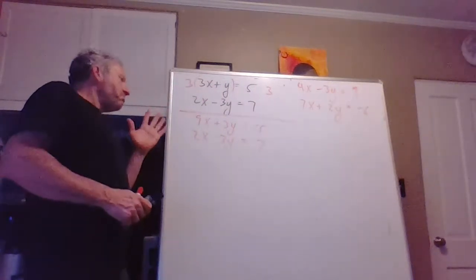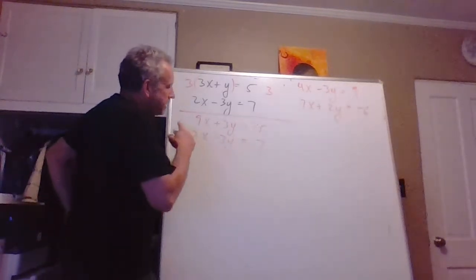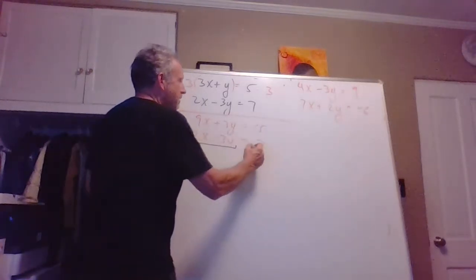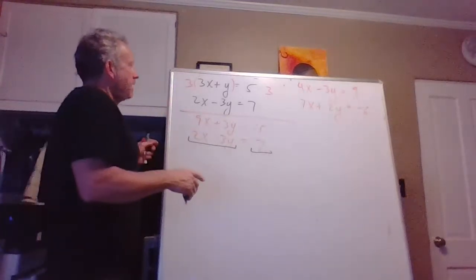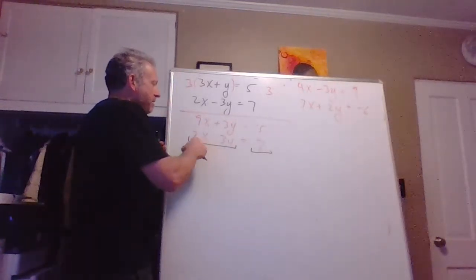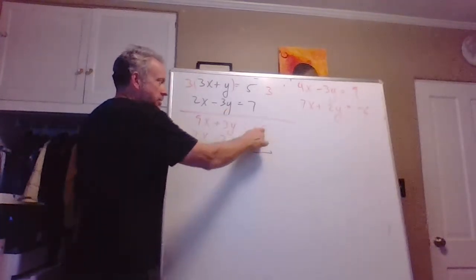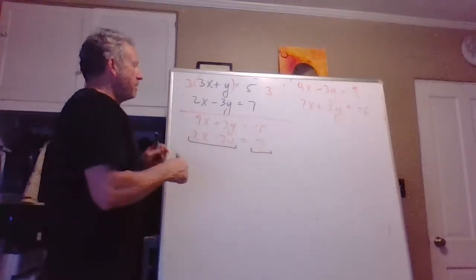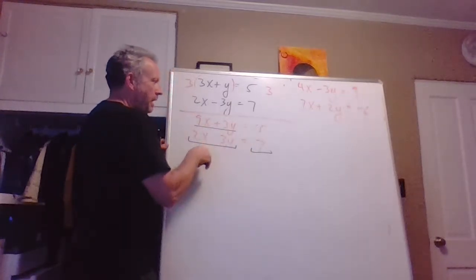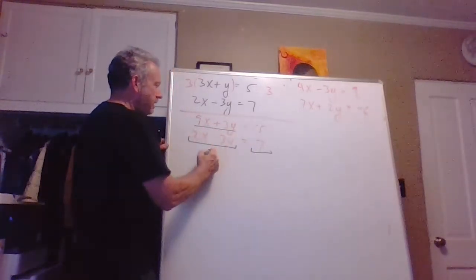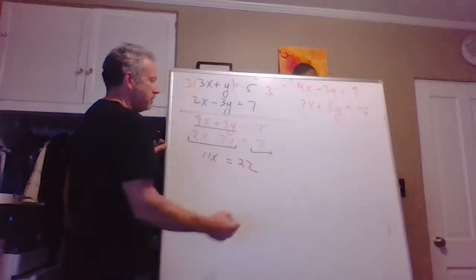Now looking at this, you might get an idea. And the idea you might get is as follows. Since this equals that, they are the same thing. I can add this to the left side of this equation, and I can add this to the right side of the equation because they're the same thing. Now, if I take this and I add this, what will happen? Those two will cancel each other out, and we'll get 11x. And over here, we'll get 22.